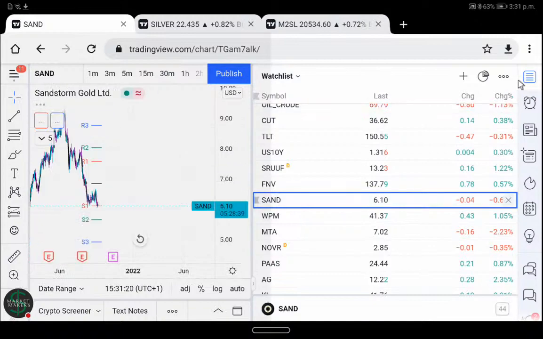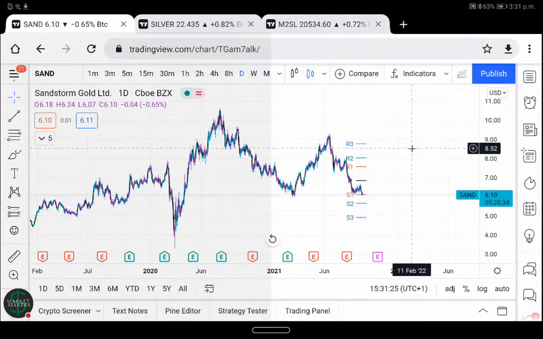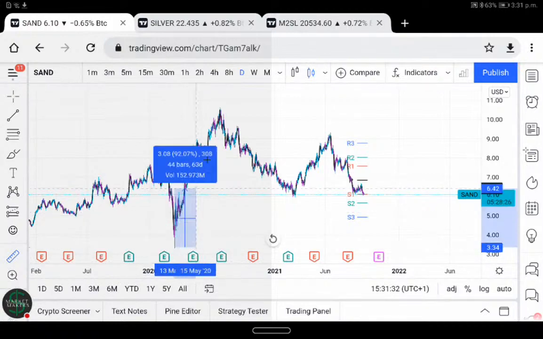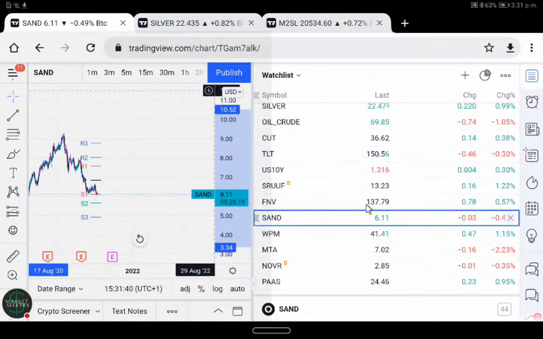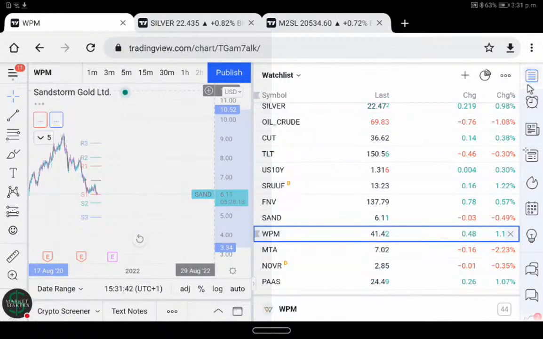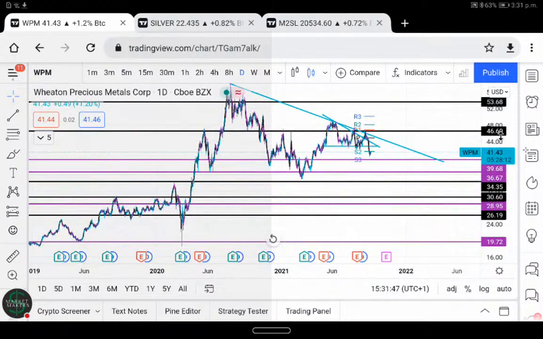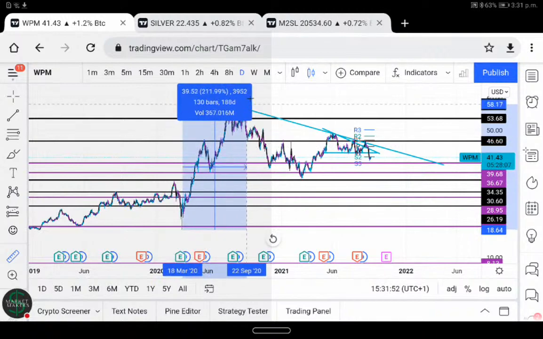The same with Sandstorm. It has a ton of projects that are in development. I think it's around 200 different projects it's financed, so it's going to be a big mover once gold and silver takes off. That one got a 200% increase. Sandstorm. Wheaton Precious Metals is another very solid royalty company. So let us have a look here and see what kind of ground it made. Yeah, another 200%.